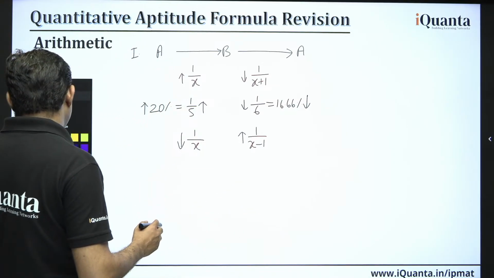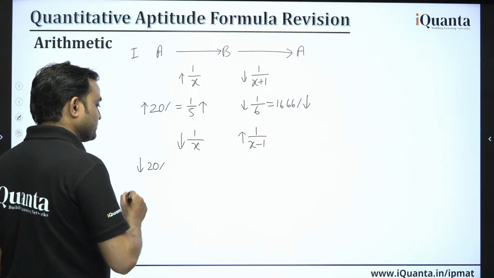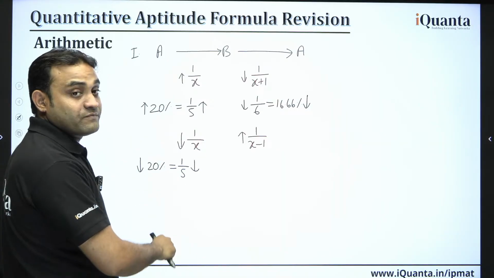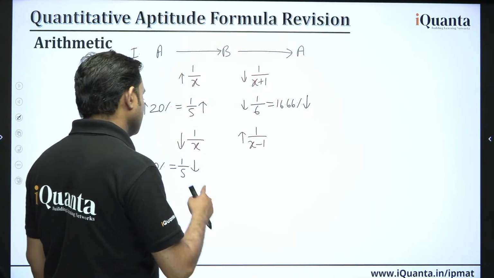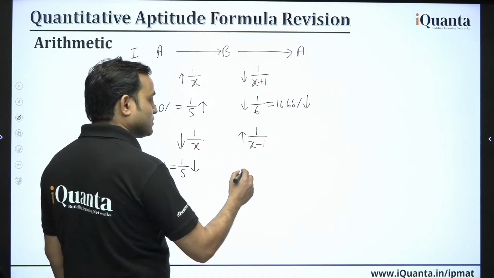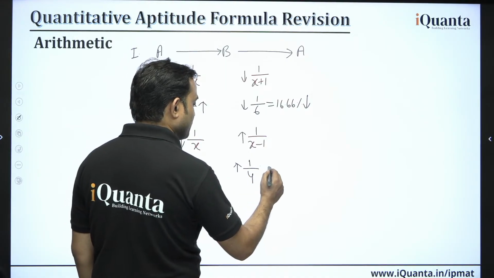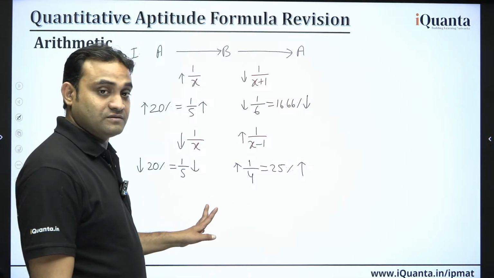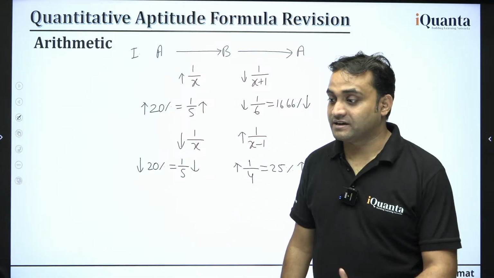Okay. Like if A is decreased by 20%, 20% is equal to 1 by 5. So the value is decreased by 1 by 5. With what value should it be increased to get the original value? So 1 by x is 5, x is 5. So x minus 1 will be 4. So it should be increased by 1 by 4, which is equal to 25%. So the value should be increased by 25%. Okay. I hope this is clear, right?